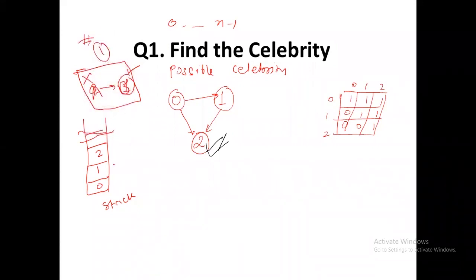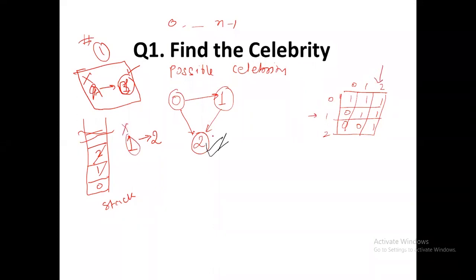So what I'm going to do, I will iterate my loop from 0 to 2 for all the folks present in the party. I am going to pop the top two elements and compare 1 and 2. Let's say for this example, does 1 know 2 or not? We can get it from here. 1 knows 2. Yes, 1 knows 2. That means 1 can't be the celebrity.